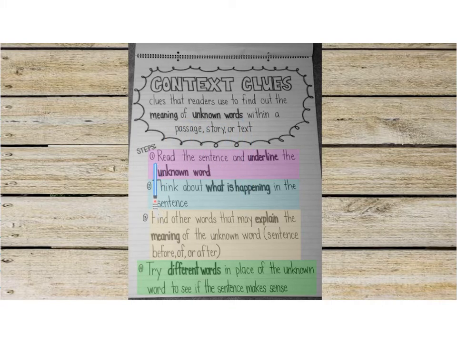Now we have some steps we've learned, so let's review those. First, we read the sentence and underline or target the unknown word. Secondly, we think about what is happening in the sentence. Thirdly, we find other words that may explain the meaning of the unknown word. Sometimes it can be in the sentence before, the sentence of, or the sentence after. And then lastly, we try different words in place of the unknown word to see if the sentence makes sense. And you already know that I like to call that the plug it in strategy. And when we plug it in, we do not just think about what sounds right, but we think about what makes sense.